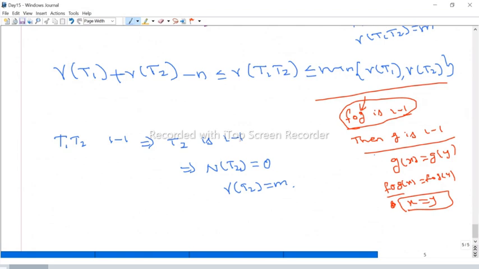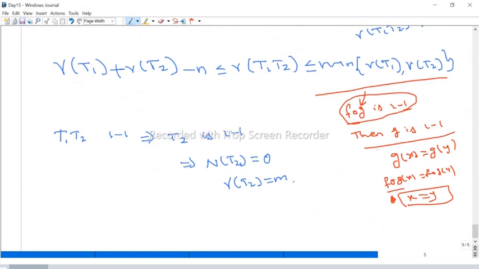Now again the same thing. Suppose the composition of two functions is onto; then the second function is onto. That is, suppose F composition G is onto, this implies that the first function F is onto.